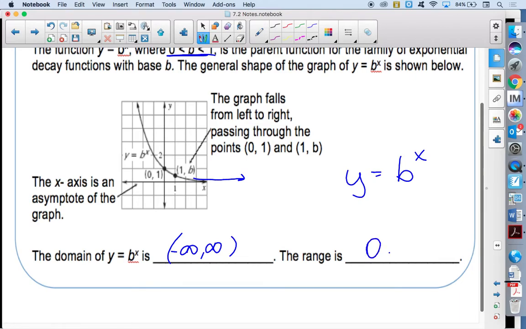0 to... And parentheses around the 0, it's still an exponent. There's no way for it to touch 0. So it would be slightly above 0, which is why there's a parenthesis there, and then to infinity.